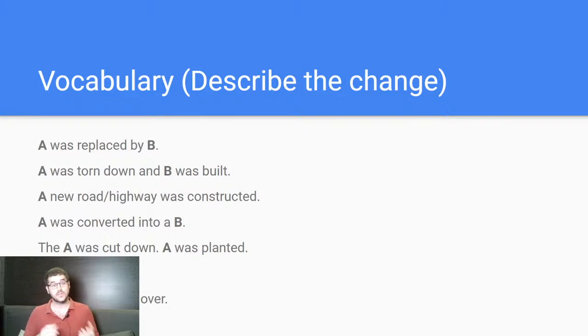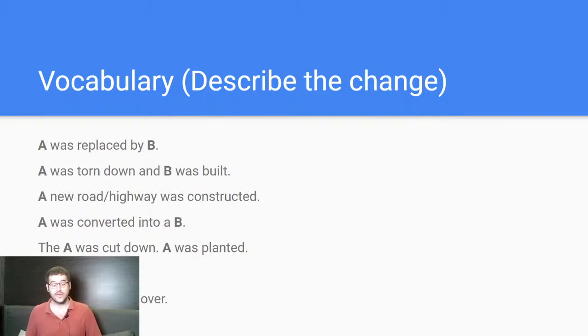The castle was converted into a hotel. Typically it means that the building structure is the same. It just has a new purpose. The A was cut down, A was planted. These clearly have to do with trees. The trees were cut down. The trees were planted. A forest was cut down. A forest was planted. This is the vocab you should use with these.